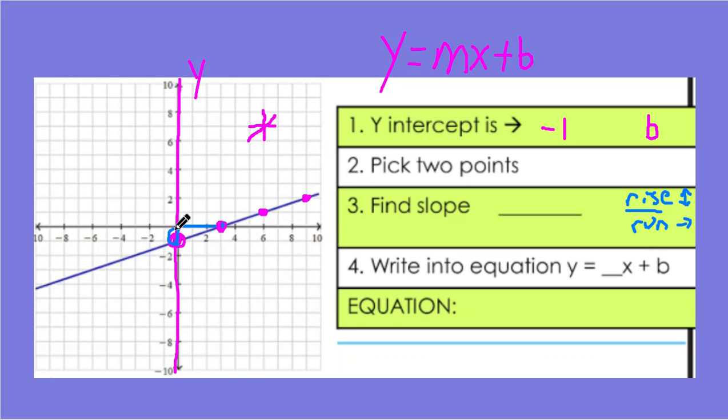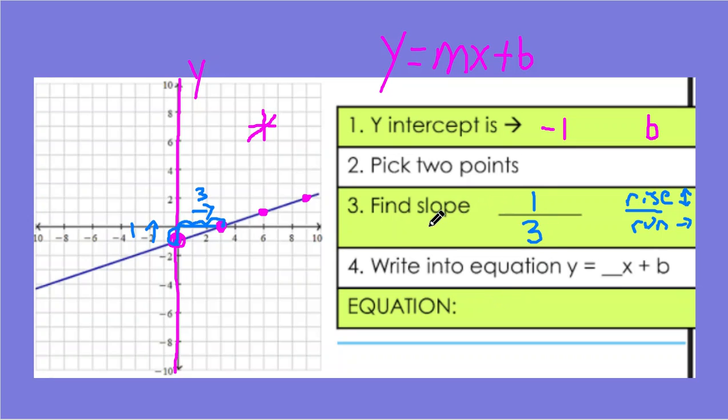Well, I see I have to go up 1, and I have to go over 1, 2, 3. I had to go over 3. So my slope is my rise over my run. My rise was 1, I went up 1, and my run is 3, I went over 3.